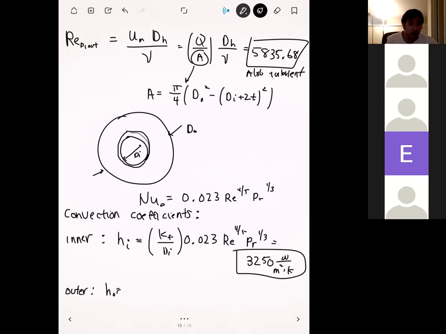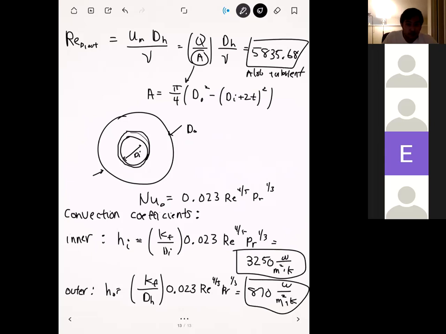And then for the outer diameter, we can do the same thing. So for the outer fluid, we have KF. This time we're going to divide by the hydraulic diameter because that's what we do for an annulus. Times 0.023 Reynolds number to the 4/5 times Prandtl number to the 1/3. Okay. And we plug all that in and we get 870 watts per meter squared.